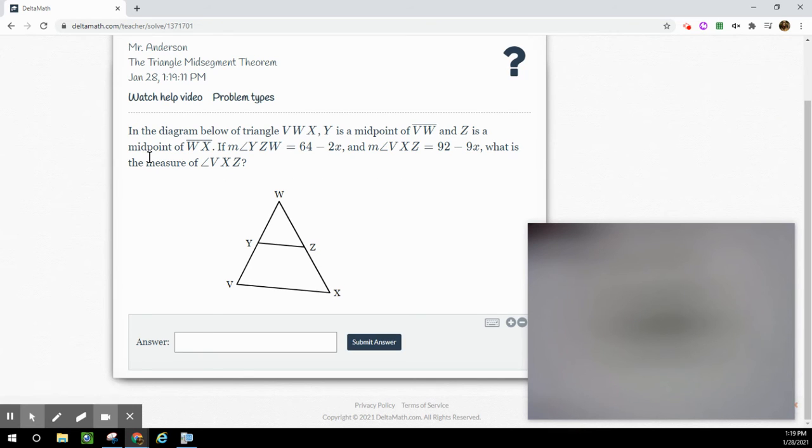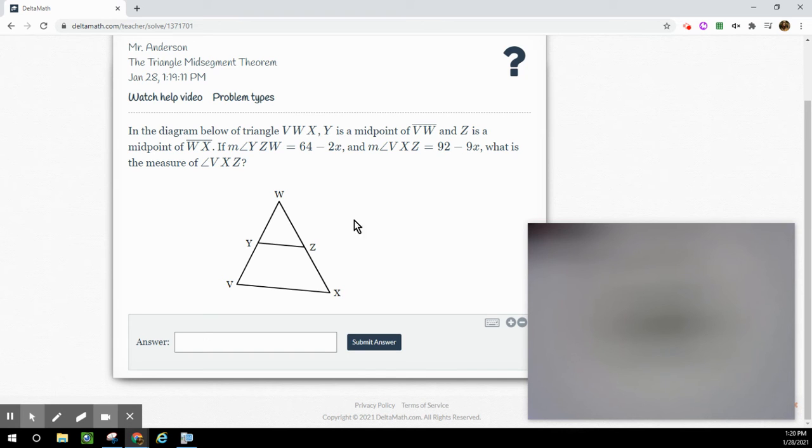In the diagram below of triangle VWX, Y is a midpoint and Z is a midpoint, which makes this a midsegment. If the measure of angle YZW is 64 minus 2x, and the measure of angle VXZ is 92 minus 9x, what is the measure of angle VXZ? So they want to know what this angle measure is.